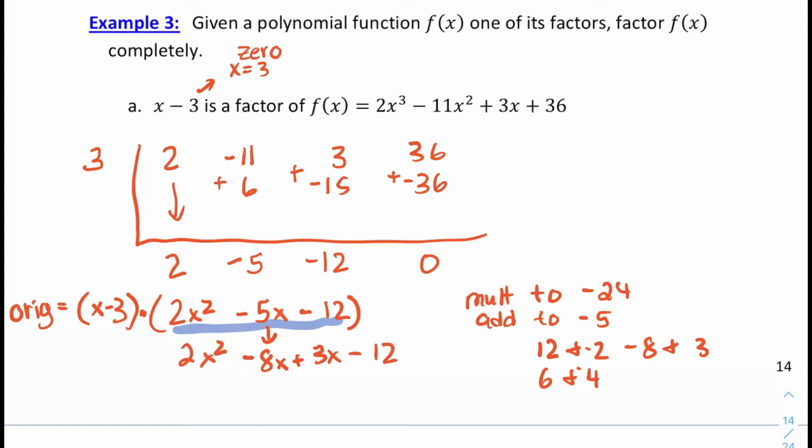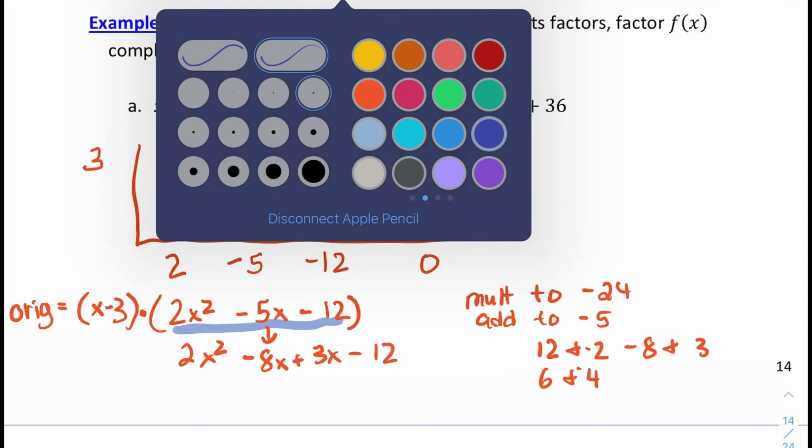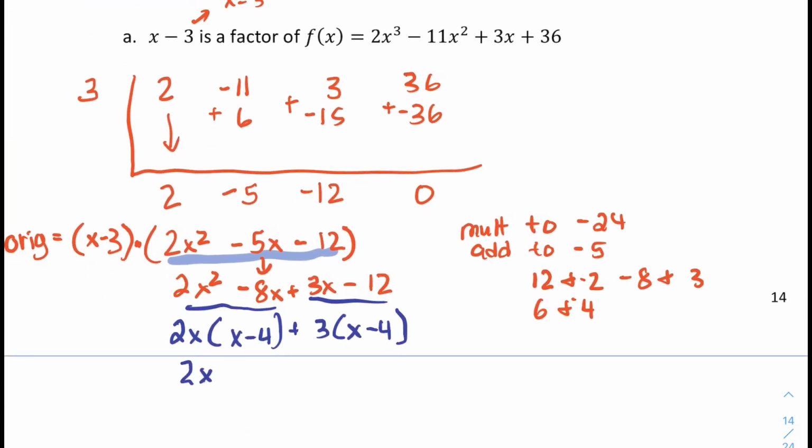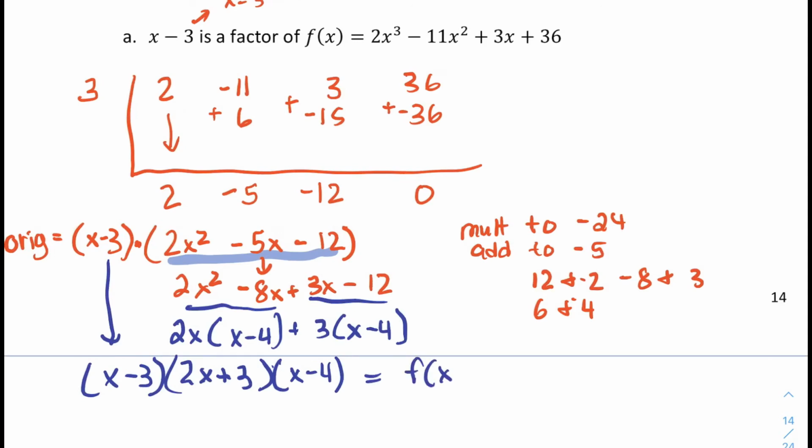And then I'll use some grouping, factor out a common factor from my first two terms, from my last two terms. So I can factor out a 2x, leaves me with x minus 4, and then factor out a 3, also leaves me with x minus 4. So my final completely factored version is going to have my factors of 2x plus 3, x minus 4, and the one I divided by, x minus 3. So that would multiply together to equal my original expression. You could try it. You'd end up with what we had to start with.